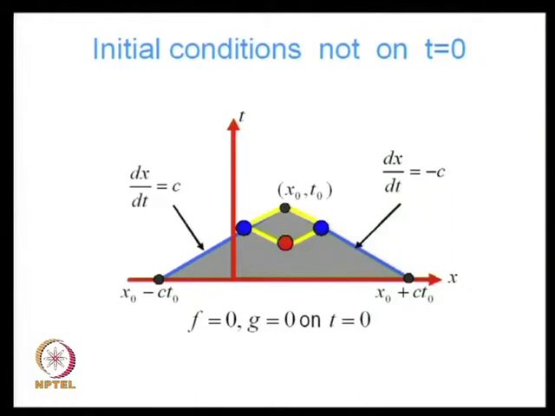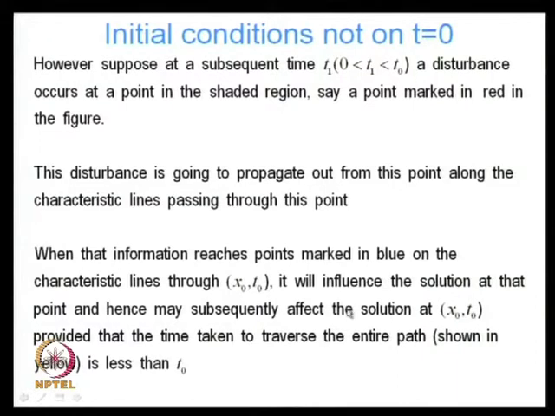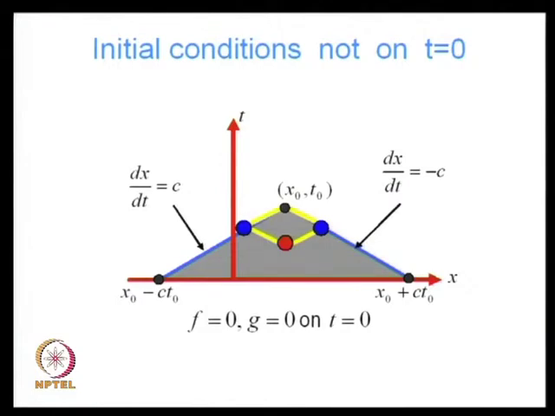And it may subsequently affect the solution at x0, t0, provided that the time taken to traverse the entire path shown in yellow is less than t0. Let us look at it again. I have a disturbance here which is occurring at time t1. This disturbance is going to propagate along the characteristic lines with slope minus c and c, and suppose it reaches these points, which in turn lie on the characteristic lines of x0, t0, right.